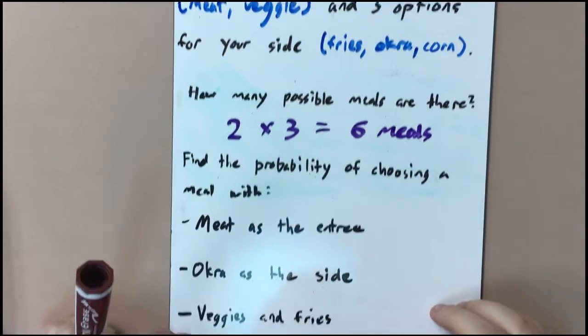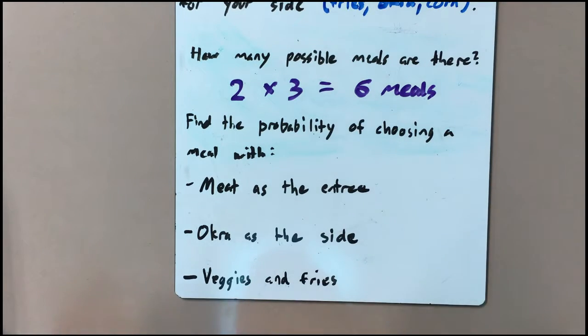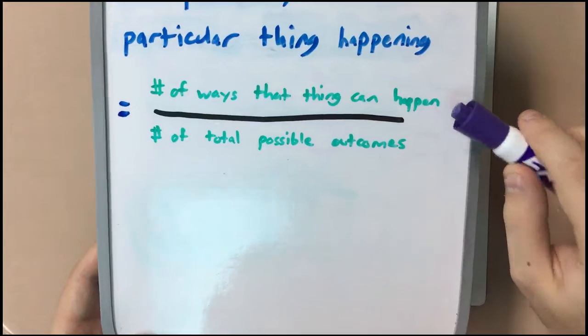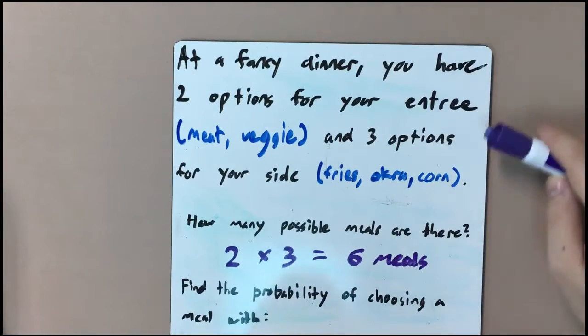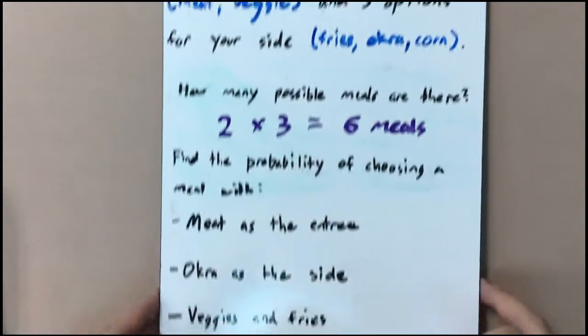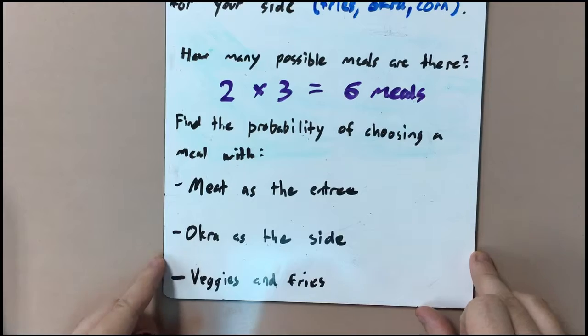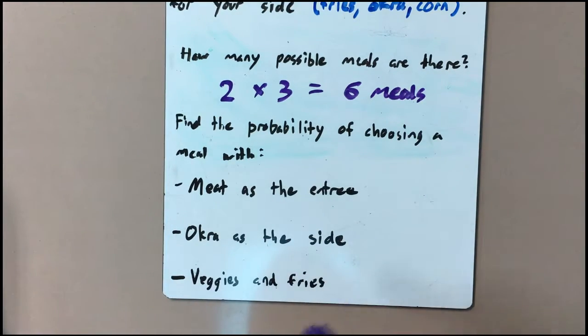So let's go ahead and see what the probability of choosing a meal with meat as the entree is. Now for each of these questions that just asks for a particular probability, since we're trying to find the number of ways that that particular thing can happen, we're just going to go ahead and look back at the example, the framework that the problem gave us in the first place. And we're going to take that information and use the fundamental counting principle with the restrictions that a particular question is giving us.